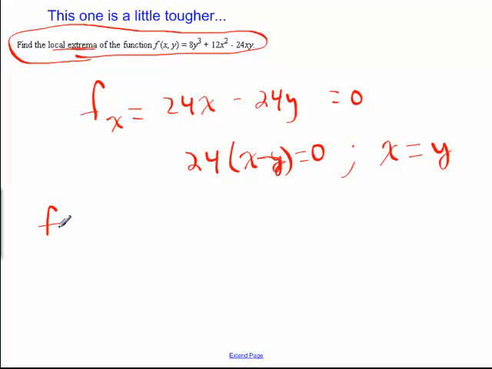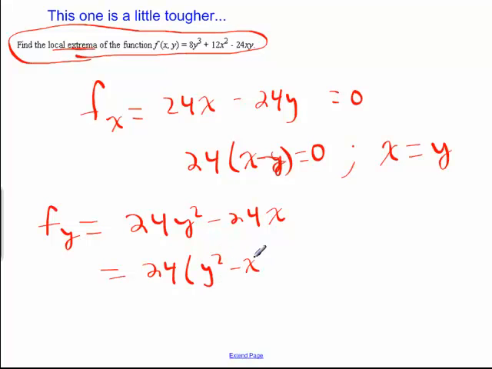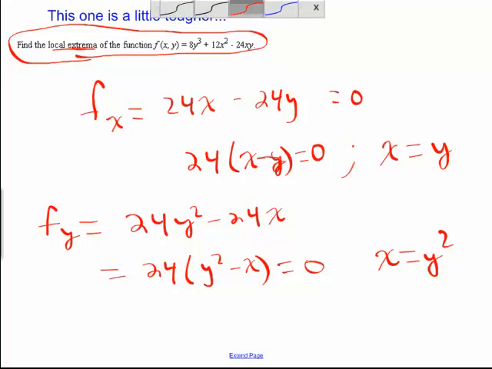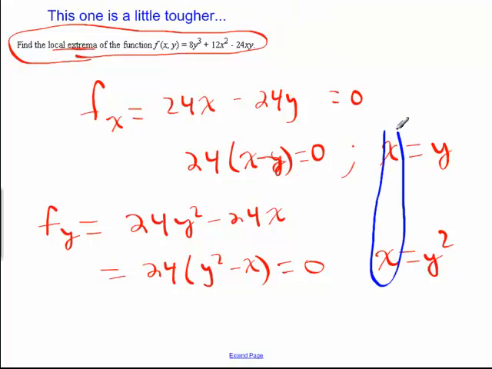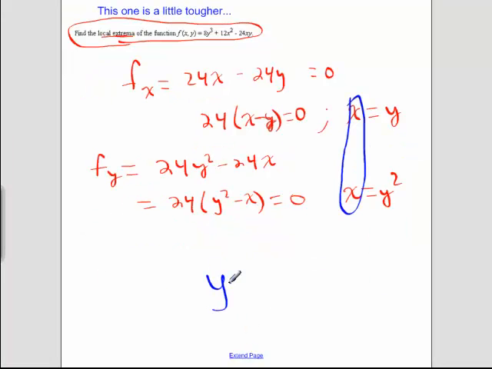And my f partial with respect to y is as follows. This will be equal to 0 as long as x equals y squared. So for these both to be true, we can use substitution. We know that y must equal y squared. And this happens when y is either 0 or 1.